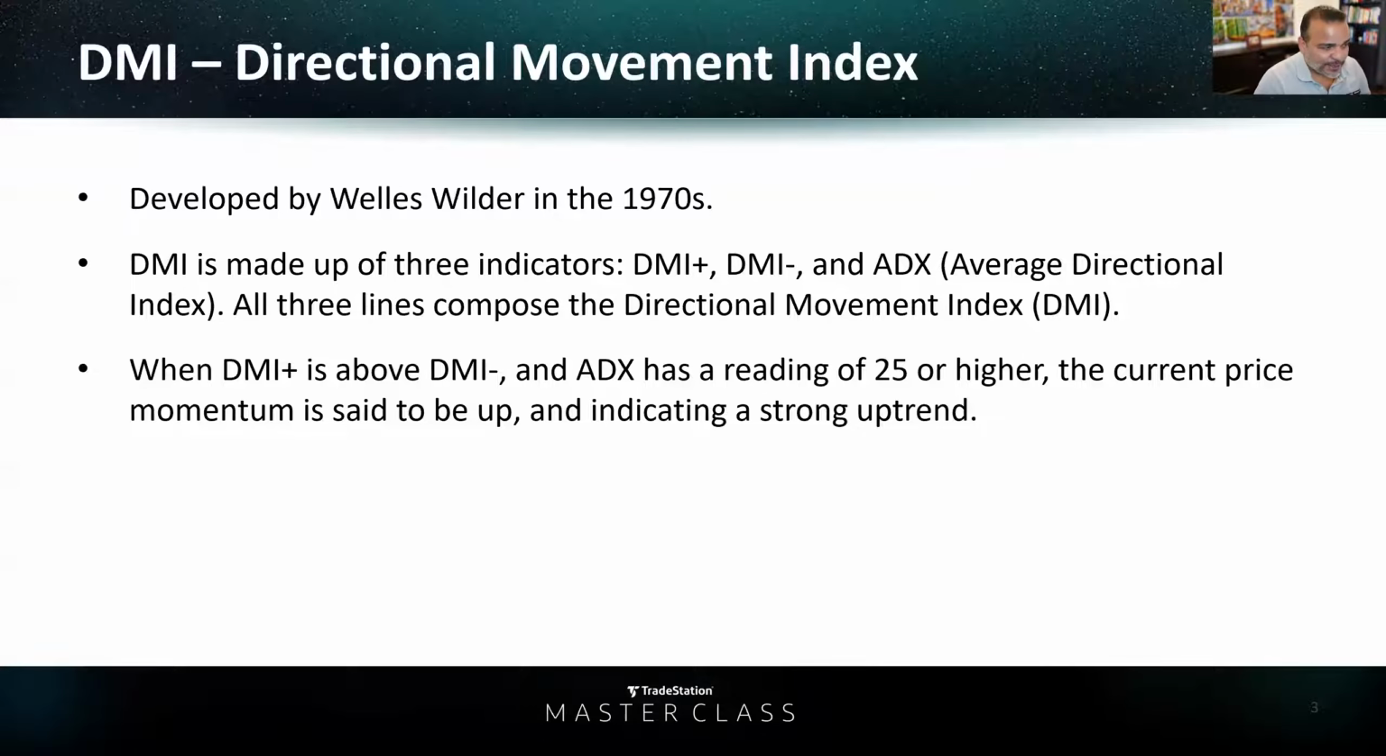When DMI plus is above DMI minus and ADX has a reading of 25 or higher, the current price momentum is said to be up and indicating a strong trend. Okay, there's a few things that are set here in this bullet point that we're going to repeat. We're referencing the DMI plus, the DMI minus, and the ADX, which are the three lines that make up this study on the TradeStation platform. Now the ADX, it says here a reading of 25 or higher. That's what we're looking for.